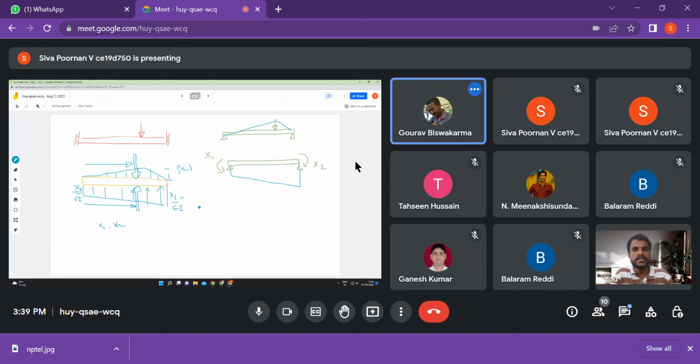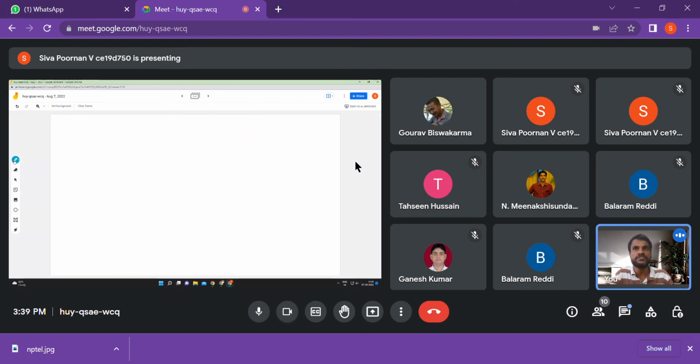It's not that we can solve only fixed beam problems using the conjugate beam method. We can even have a propped cantilever or any other type. Let's say we have a propped cantilever, and we'll finish this method with this sum. Again, let's say we have some loading here. So what should we do? Again we should consider it as a simply supported beam.